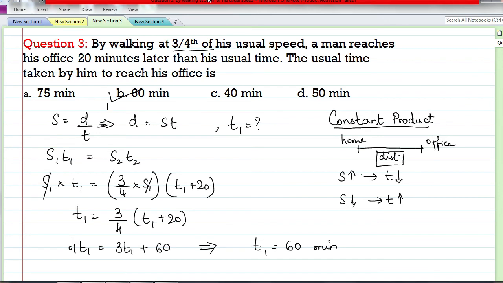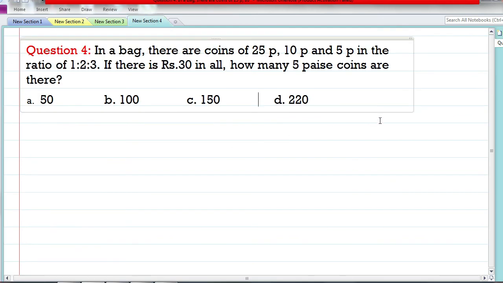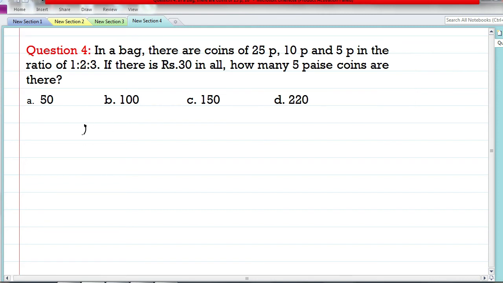Now let's see the next question. In a bag, there are coins of 25 paise, 10 paise and 5 paise in the ratio of 1 is to 2 is to 3. If there is 30 rupees in total, how many 5 paise coins are there in the bag? Okay. So what are the types of coins? We have 25 paise coins, 10 paise coins, and 5 paise coins. So what is the ratio? 1 is to 2 is to 3. This is the ratio of number of coins.